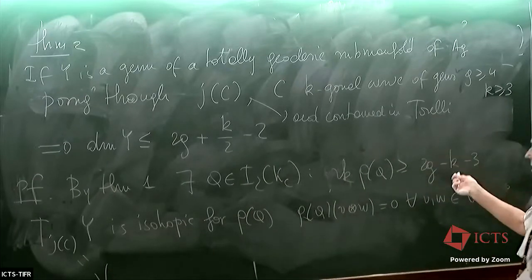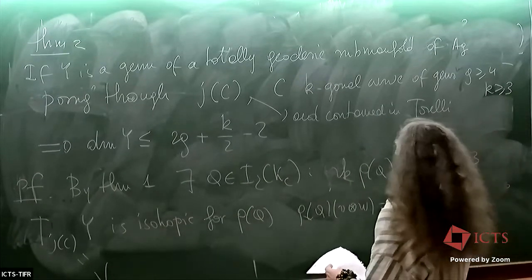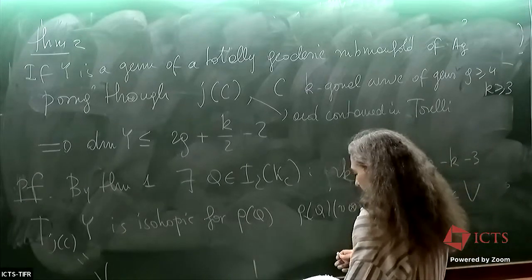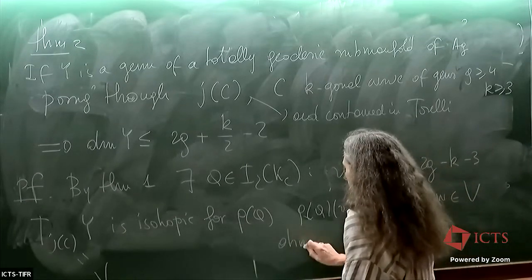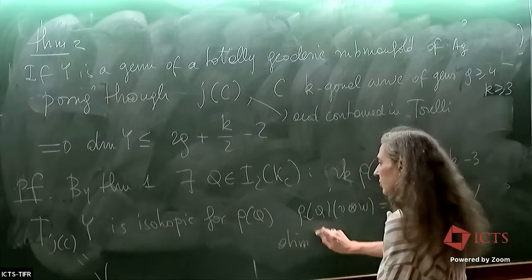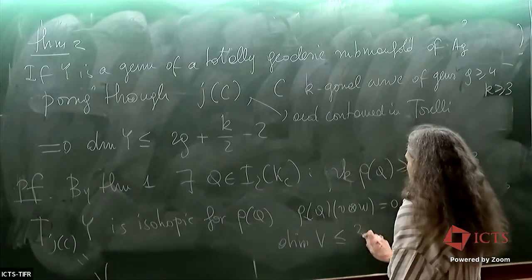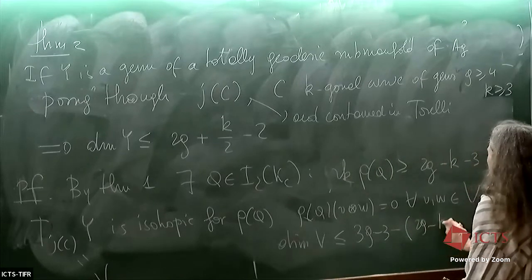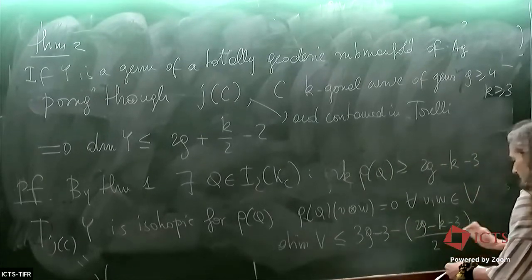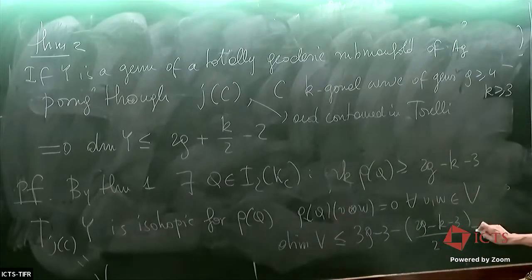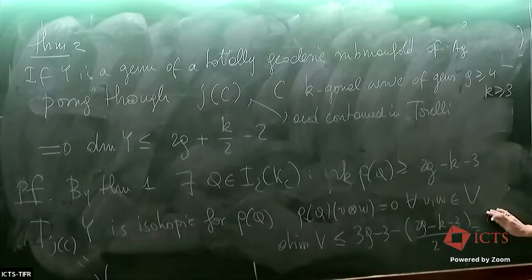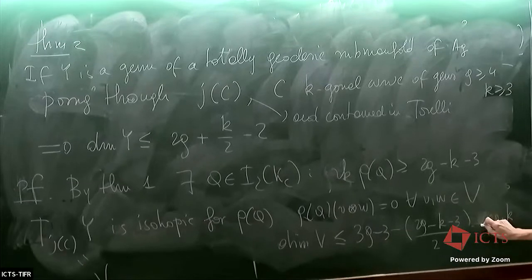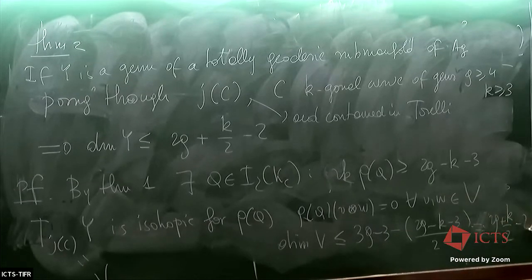And the maximal dimension of an isotropic subspace is bounded because this is a symmetric tensor. So one has the dimension of V is less than (3G minus 3 minus (2G minus K minus 3)) divided by 2. And this is what I wrote. This gives the estimate, or is equal to K minus 2.